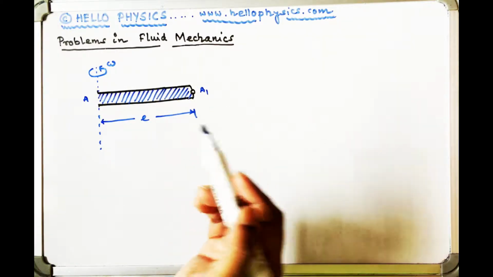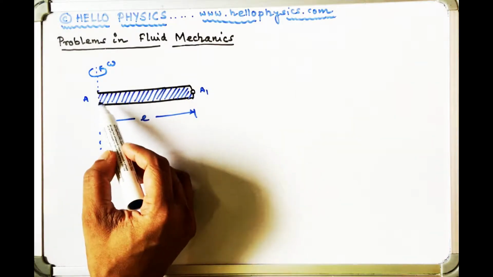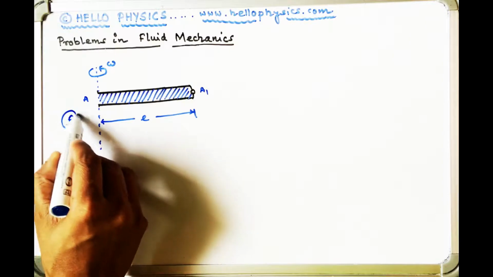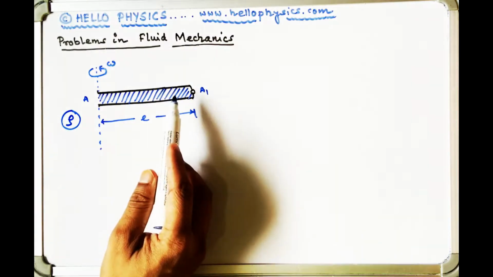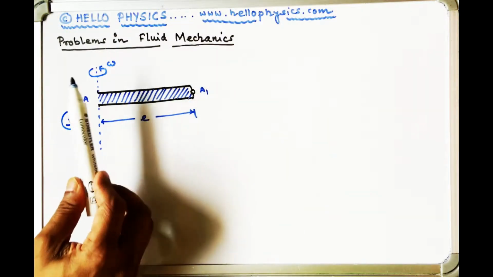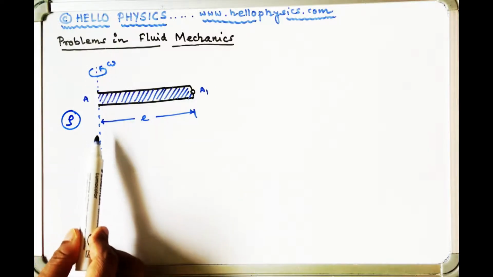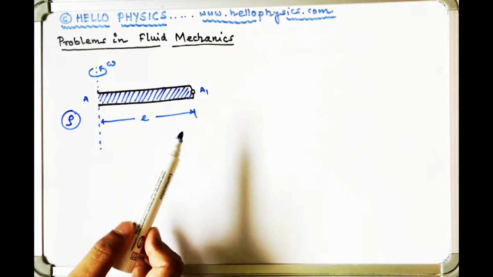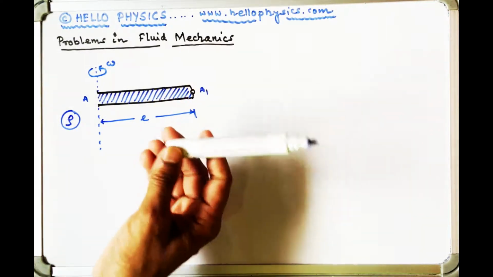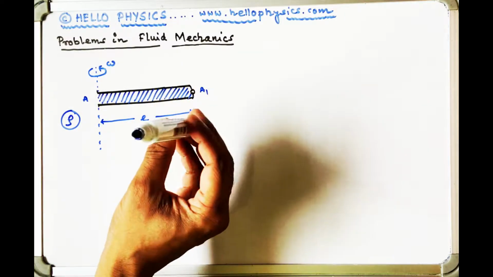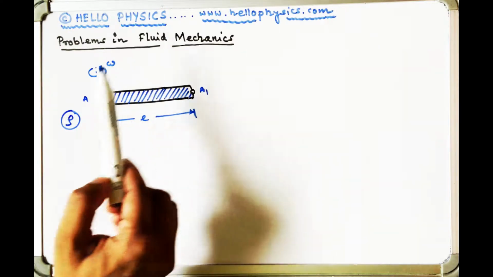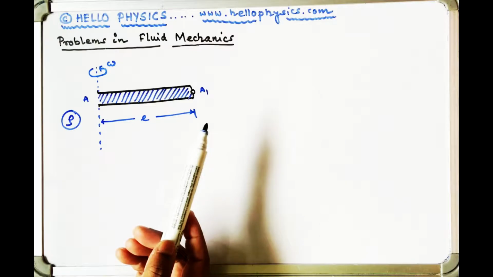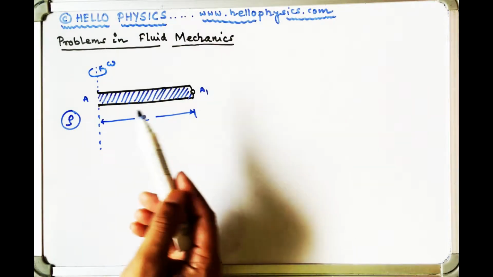Now, what is done is this pipe is filled with a liquid of density rho, and the pipe is made to rotate about an axis passing through the left end with an angular velocity of omega. I hope you understand. See, if my pen is the pipe, it is being rotated like this with an angular velocity omega in this fashion. What would that result into?